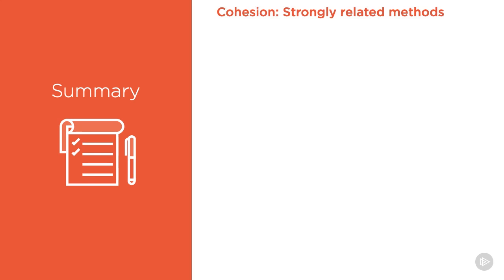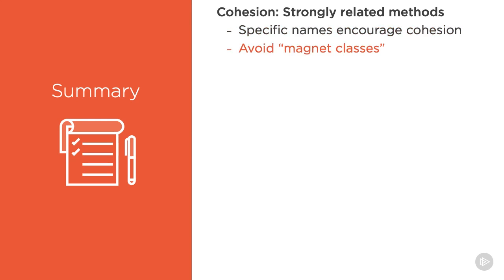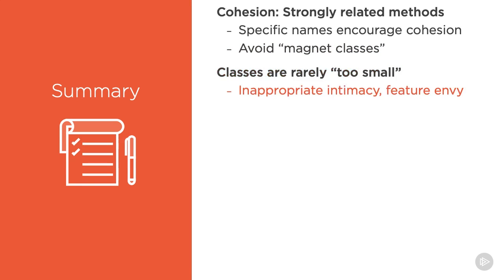In this module, we explored clean practices for creating C# classes. We focused on cohesion. Ideally, each class should be composed of strongly related methods. Specific class names help encourage cohesion. Avoid creating classes with generic names since they can become a magnet for unrelated logic. Classes are rarely too small, but a few signs are inappropriate intimacy, which is when a class is tightly coupled to another, and feature envy, which is when a class wishes it had all the features of another class.